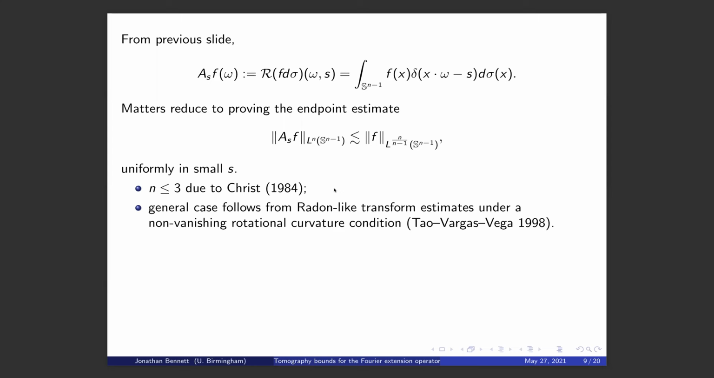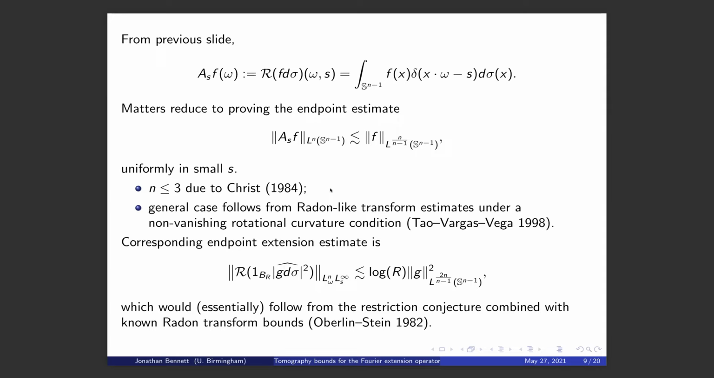Now you might ask, what do these estimates mean? How should I think about them? Well, let's just look at the corresponding endpoint estimates for the composition of the Radon transform with |Gdσ hat|². I've just lifted this from the previous theorem, and it's the endpoint estimate that corresponds to this endpoint spherical Radon transform estimate.